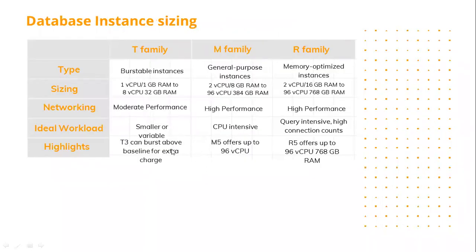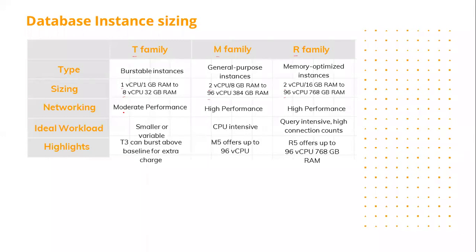Coming to instance sizing, we have different families: the T family, M family, and R family. T is basically for burstable instances, a normal one. M is general purpose instances, and R is memory optimized instances. In sizing, T has 1 vCPU to 8 vCPU with some amount of RAM. In the M family, we have 2 vCPU to 96, and for the R family, 2 to 96 again.